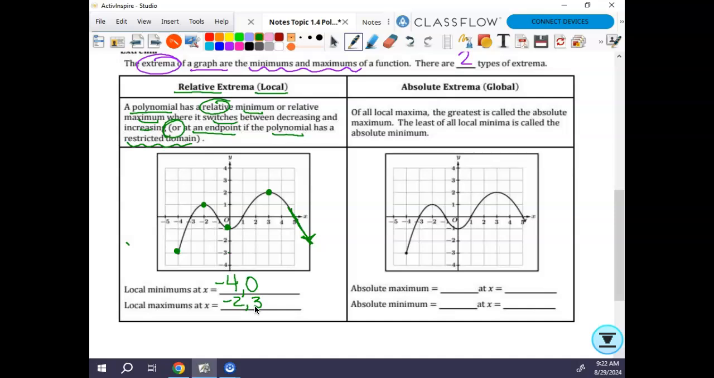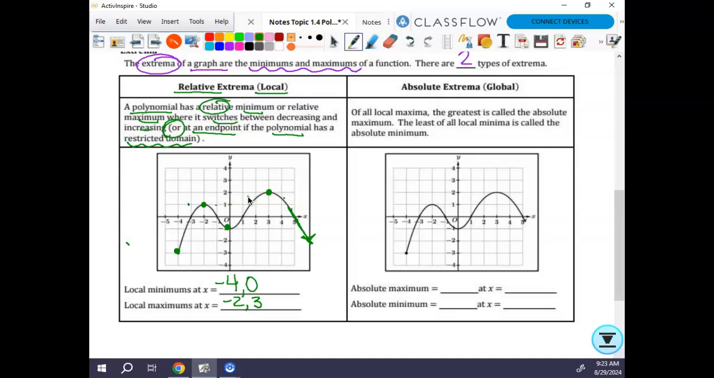Perfect. Any questions? All right, so your relative or your local, it's in the little neighborhood. In this neighborhood right here, he's the maximum. In this neighborhood right here, he's the maximum, right? That's the way it's just in that little neighborhood. That's what makes it the local or the relative. Just local, like a local neighborhood.